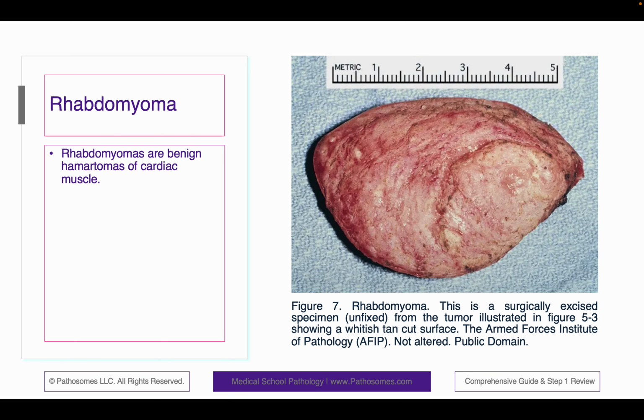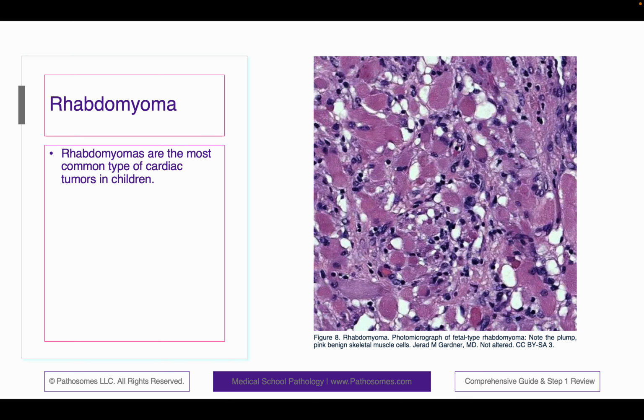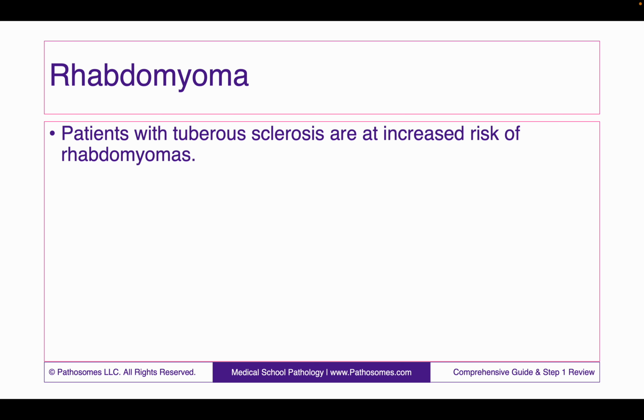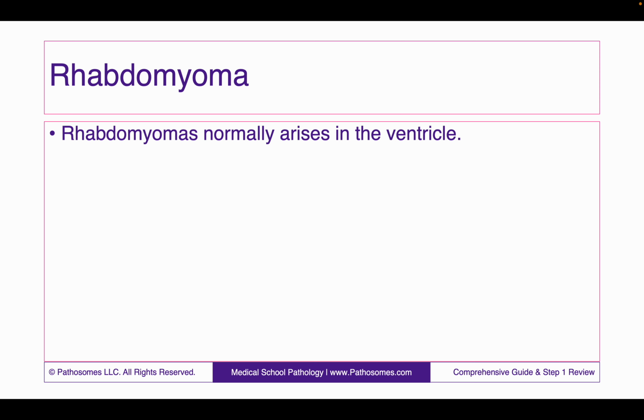Now let's talk about a different cardiac tumor that you must be aware of, a rhabdomyoma. Now, rhabdomyomas are benign hamartomas of cardiac muscle. In this image, we have a rhabdomyoma that was surgically excised from a patient. It's about 6-ish centimeters total. Now, rhabdomyomas are the most common type of cardiac tumors in children. In particular, patients with tuberous sclerosis are at an increased risk of rhabdomyomas. Rhabdomyomas normally arise in the ventricles.